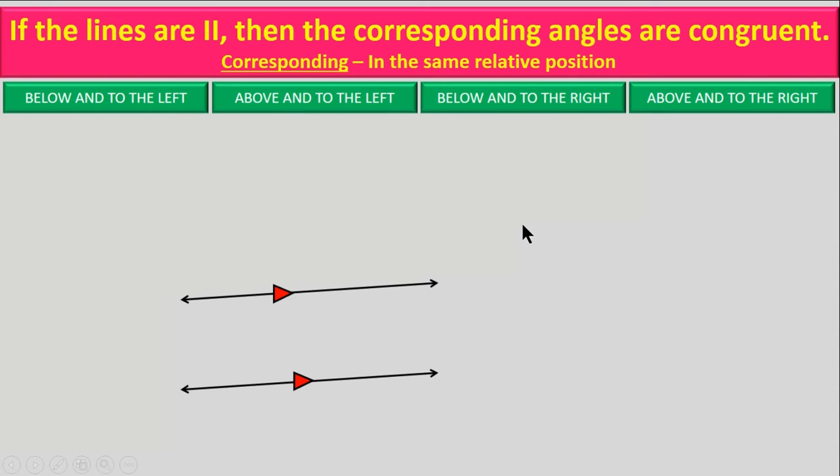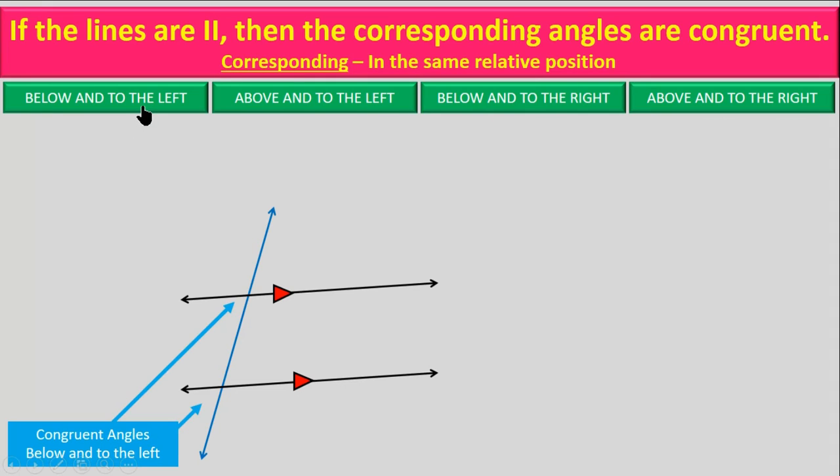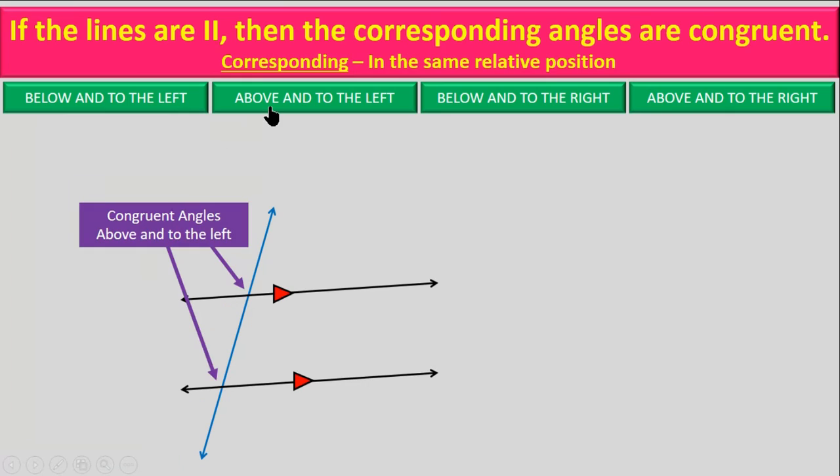So if we have a pair of parallel lines intersected by a third line, that third line is called a transversal, and it forms four pairs of angles that are congruent. The first pair that we're going to look at is below the parallel lines and to the left of the transversal. Those are called corresponding angles, and they are always congruent. The second pair is above the pair of parallel lines and to the left of the transversal. Those are corresponding angles, and they are congruent.